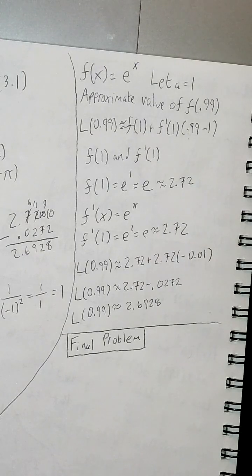Can you explain why to use linear approximation when you can just plug e to the 0.99 into your calculator? You could, but this is a way for us to figure out its approximate value by hand. Sure, you could just plug it into your calculator, but where's the fun in that?